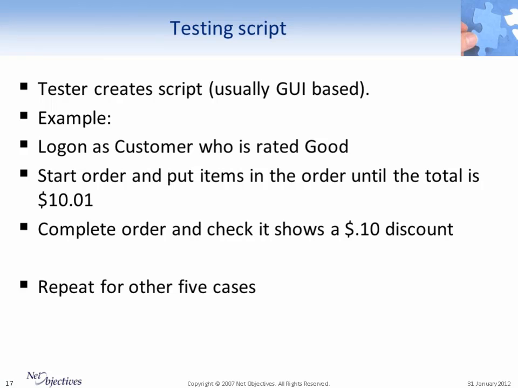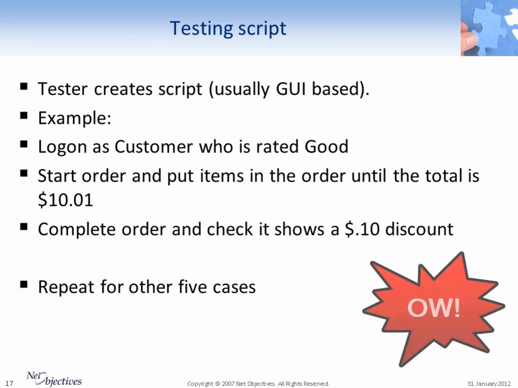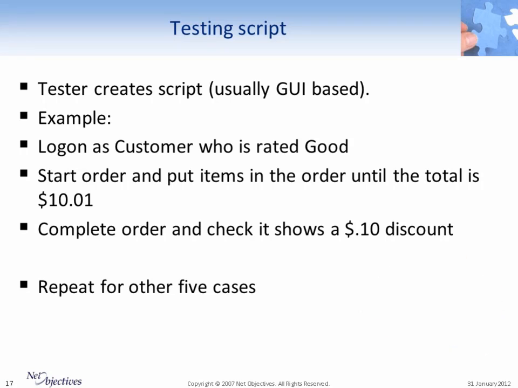The tester creates a testing script. For example, they log on as a good customer, start up an order, and put items into it. When the order total is $10.01, they complete the order and make sure that it shows a 10-cent discount. Now they repeat the process for the 5 other cases, increasing the possibility of carpal tunnel syndrome. This script does need to be run at least once in order to ensure that the discount is computed properly as part of the workflow. However, there are 3 other ways that we can check for the other cases.